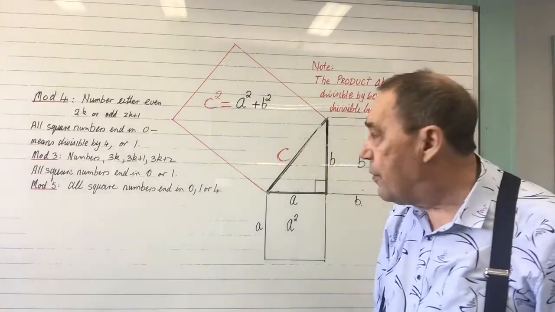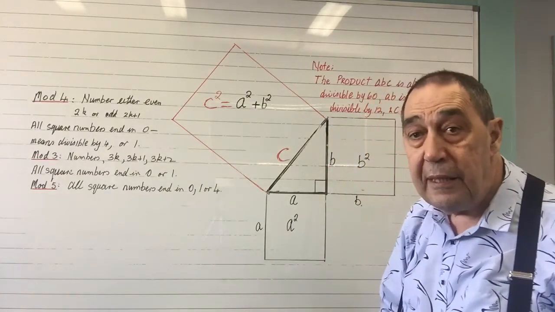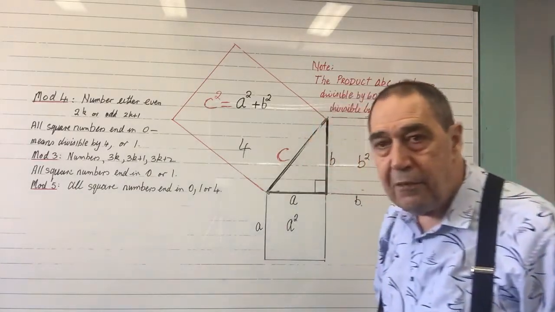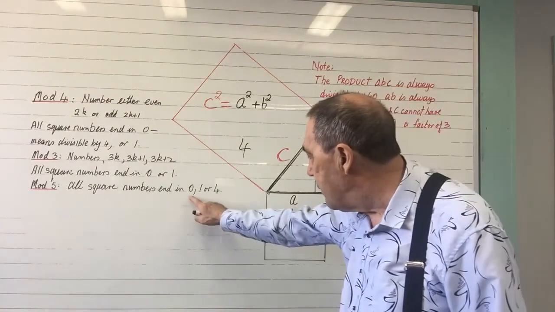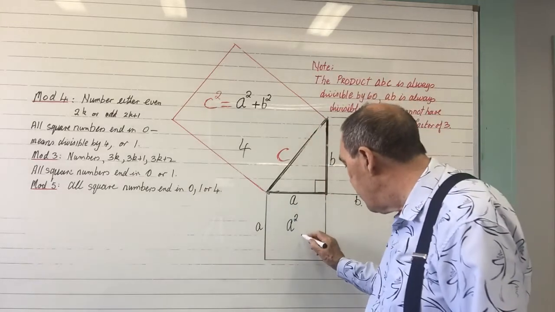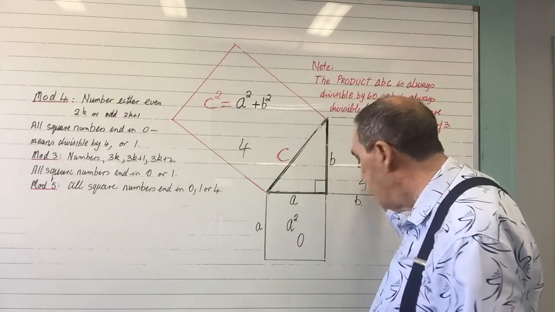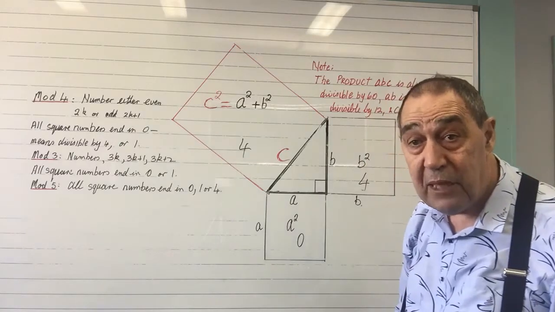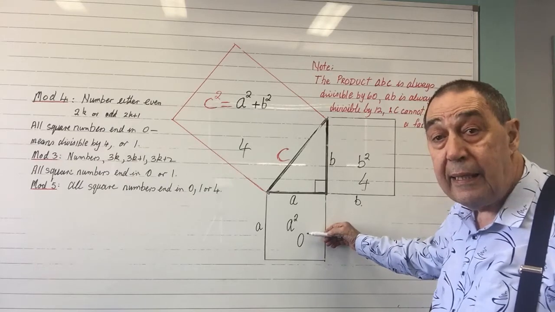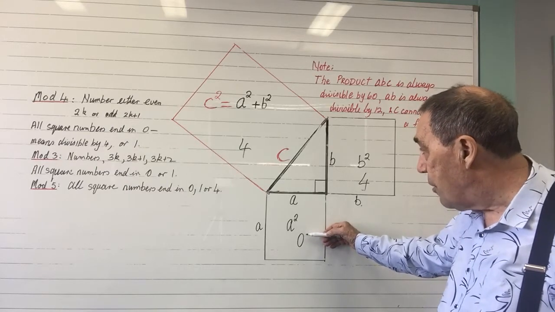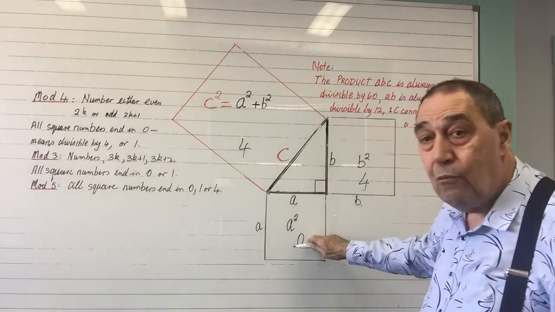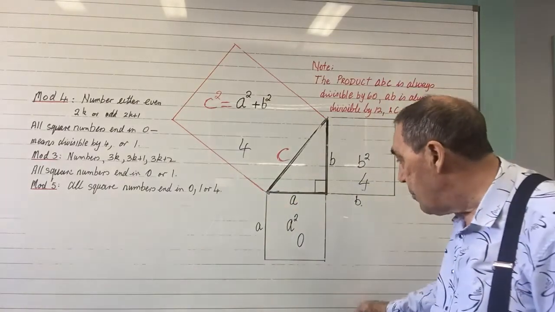In mod 5, we can have the hypotenuse ending in a 4. So let's do that. If that ends in a 4, the only way we can combine these two to make up a 4 is by adding 0 and 4. Putting a 0 here and a 4 there. Note A and B are interchanged, so it doesn't matter which one we put the 0 in. Then this number here, A, has to be divisible by 5. So putting a 4 in the hypotenuse means that one of the small sides is divisible by 5.